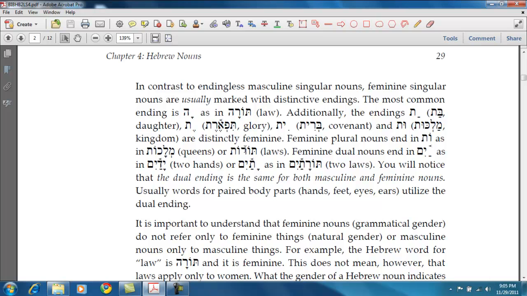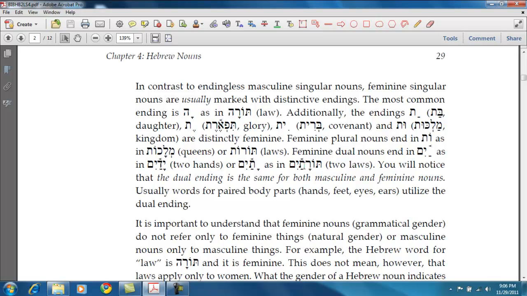Now, feminine dual nouns end the same way as masculine dual nouns, as a patach hirik yod mem sofit, as in yadayim, two hands. So they can either be yadayim, or if it has a kametz hey ending, again the hey drops out, and the root has the kametz, and it's a kametz plus tayim. The hey drops out, and the tav takes its place, as in Torah-tayim, two laws.